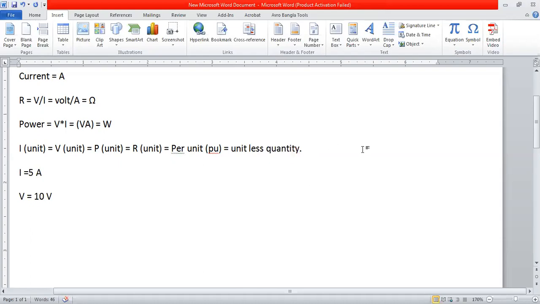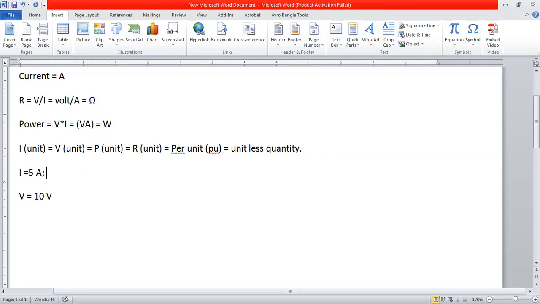So if there is no unit for resistance, no unit for power, and no unit for current, it means that the unit of current, voltage, power and resistance are all the same. So per unit means to replace a quantity with a unitless quantity. That is the concept of per unit. So how can we convert the ampere to a unitless quantity? This is very simple actually.